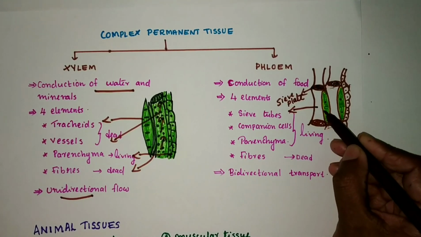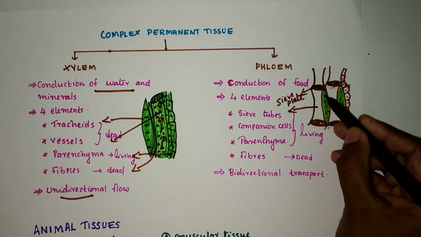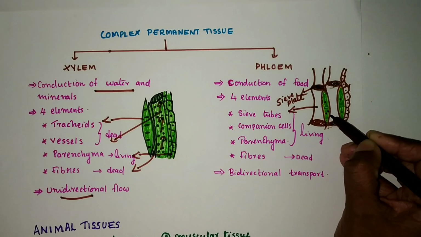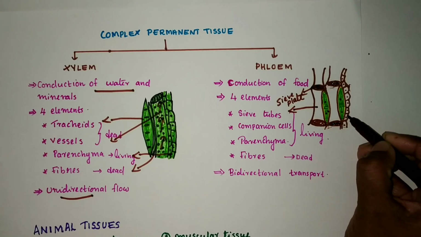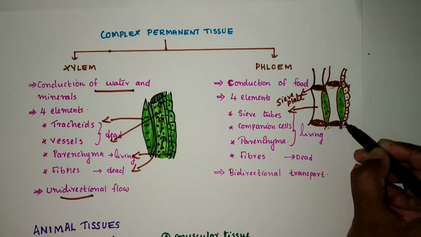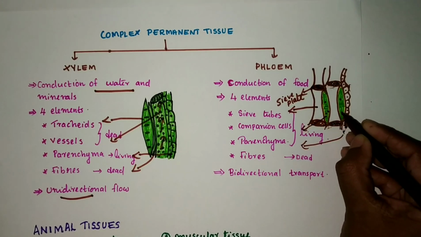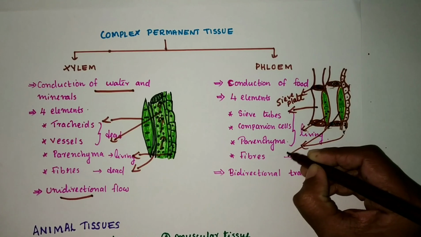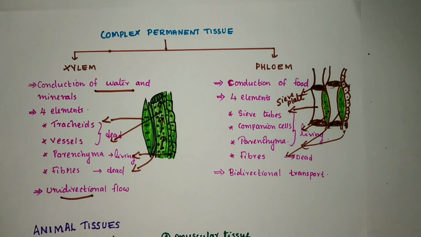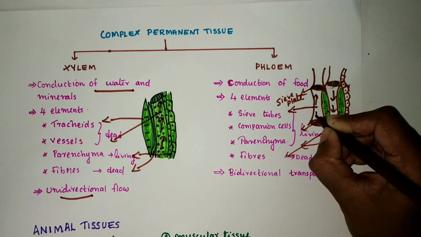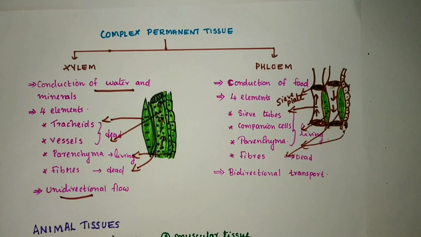Then near the sieve tube we can see the companion cell, and the outer lining or protection of the companion cell is with the help of phloem fibers, and near the companion cell you can see phloem parenchyma. This is phloem parenchyma, these are companion cells, and this outer lining of the companion cells is the phloem fibers. Phloem shows bidirectional movement. Food will move upward and downward also.